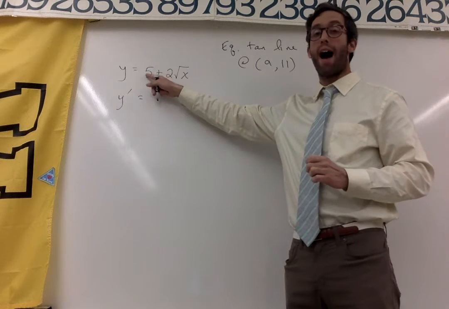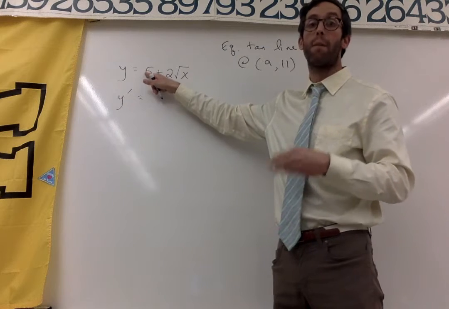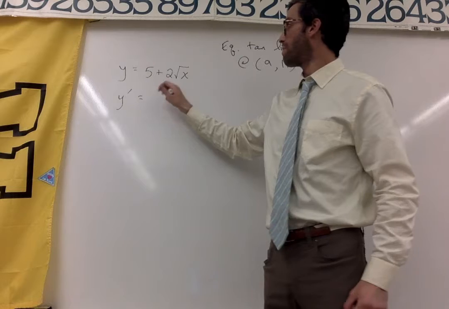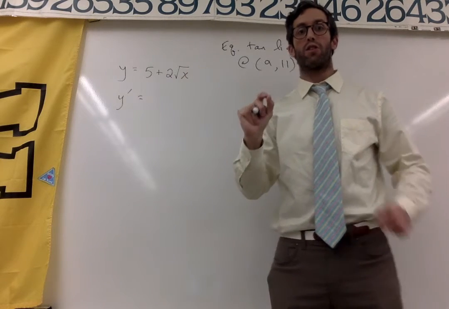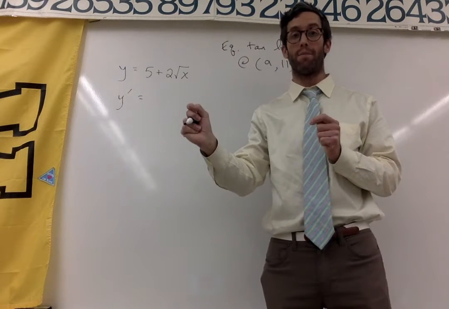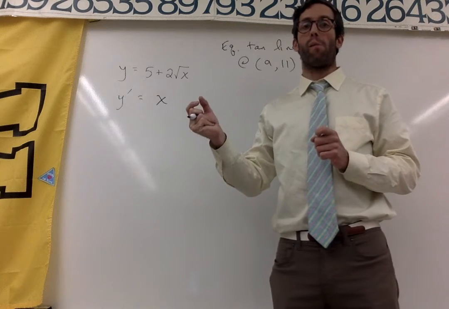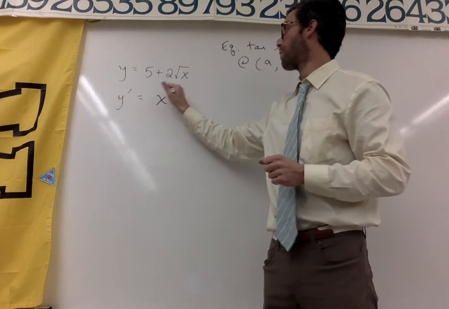The derivative of 5, just a constant, is 0. Right? The derivative of any constant, any number, is 0. So this drops out. Now 2 root x, we can think about that as 2x to the 1/2 power. So using the power rule, we bring the 1/2 in front. 1/2 times 2 is 1. And then we reduce the exponent by 1. So the exponent was 1/2. 1/2 minus 1 is negative 1/2.